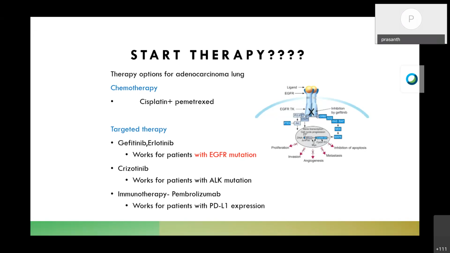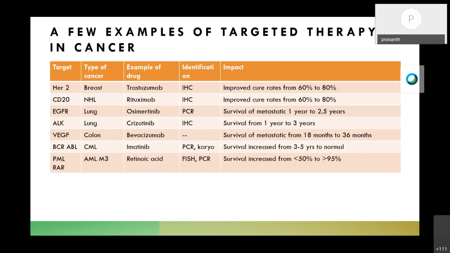The target HER2, which is a protein on the breast cancer cells, and about 20% are actually positive for the HER2 amplification, which is detected by immunohistochemistry. And when we use trastuzumab in these patients in the adjuvant setting, the survival improves by about 20%. The other important drug is rituximab, which is a CD20 targeted drug.